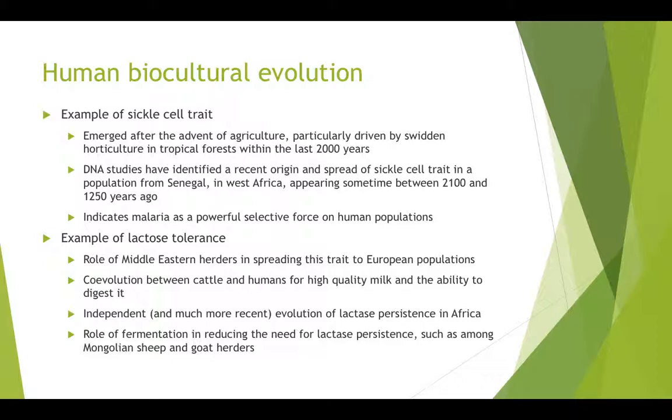DNA studies have identified a recent origin and spread of the sickle cell trait in a specific population from Senegal and West Africa, with the trait appearing sometime between about 2100 and 1250 years ago. So our innate immunity to malaria experienced strong selective pressures to become as prevalent as it is in these areas with a lot of malaria-carrying mosquitoes.